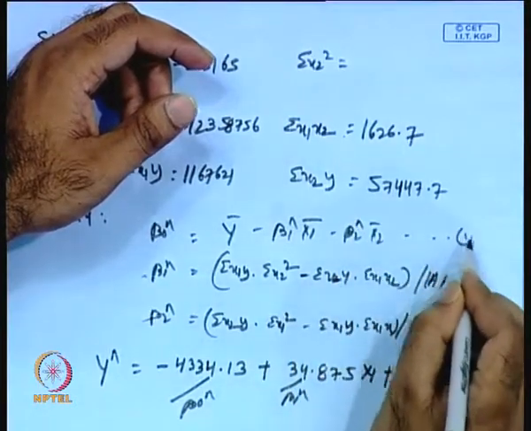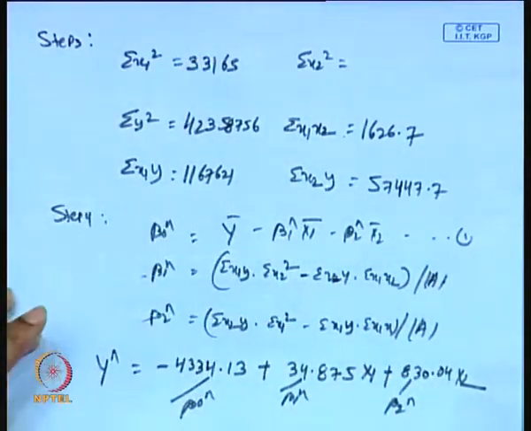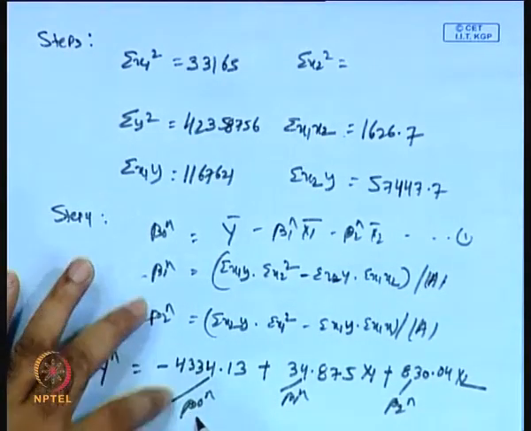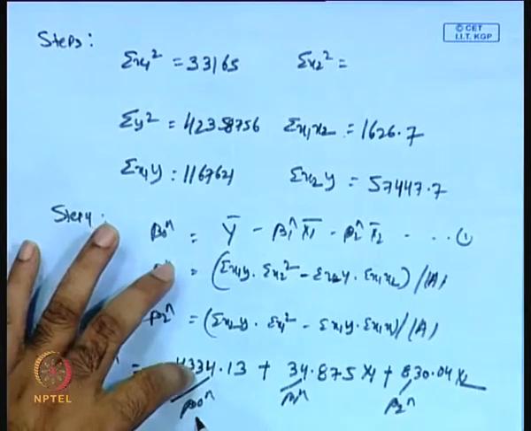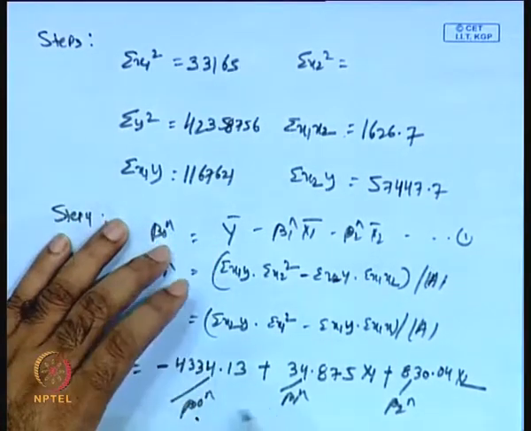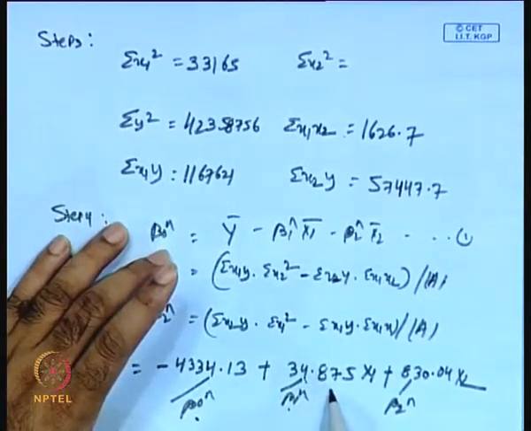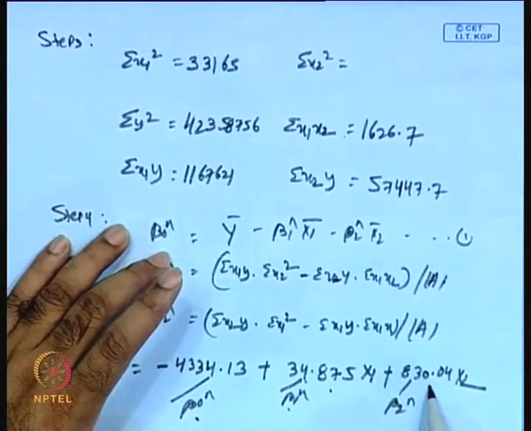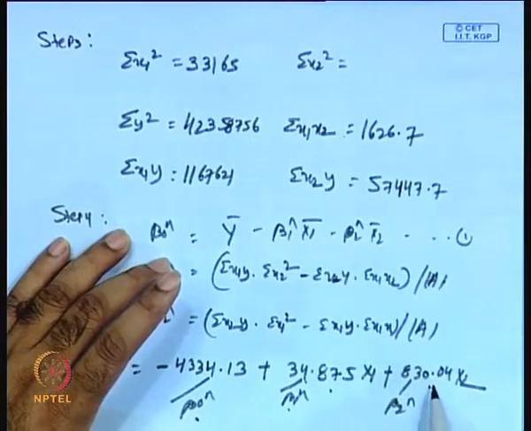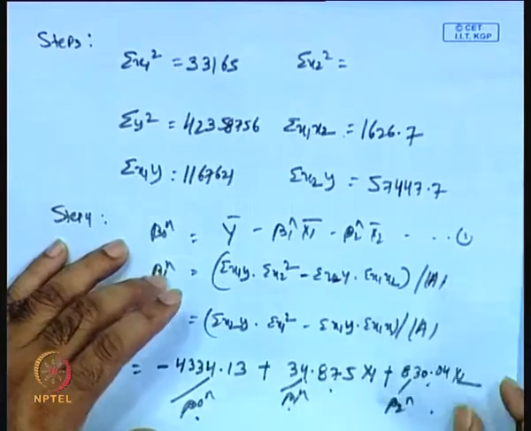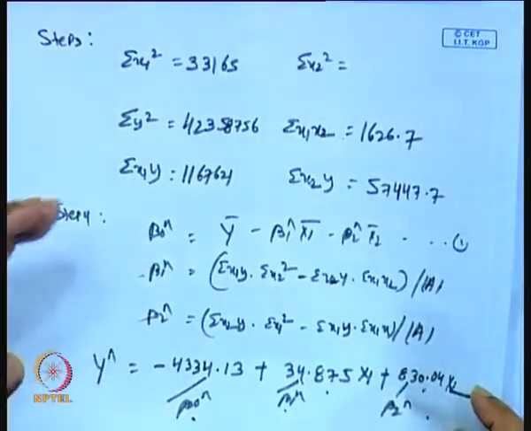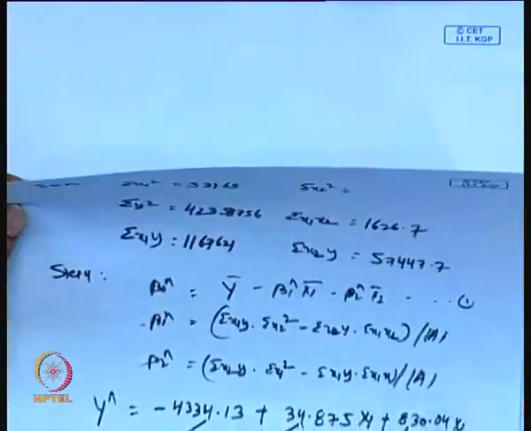If it is equation 1, then you put these values, and you will get beta 0 hat. So, the estimated value of beta 0 hat is minus 4334.13, then beta 1 hat is 34.875, and beta 2 hat is 830.04. Now we would like to know the variance of these particular estimates. What is the variance of these estimates?